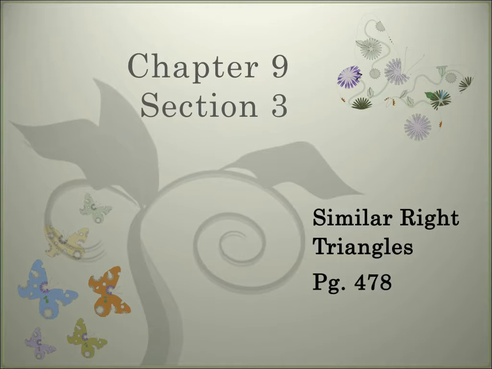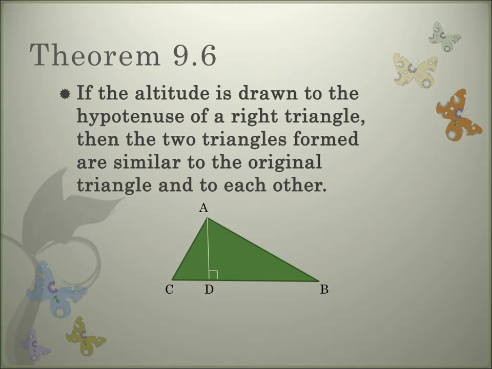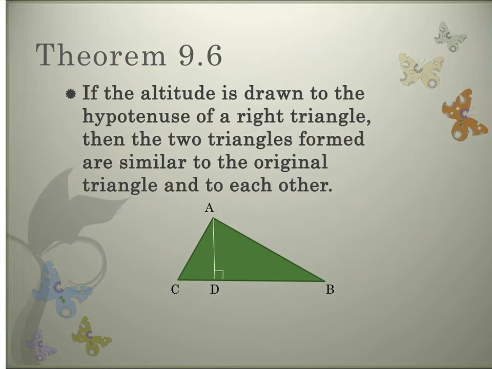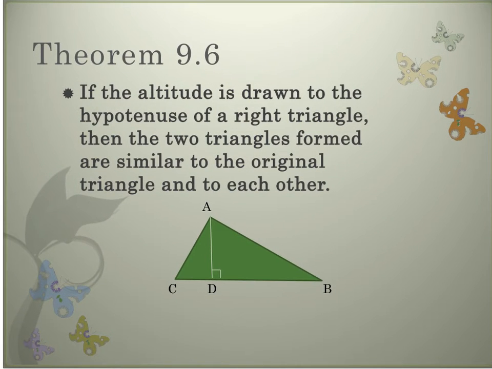So we're going to start chapter 9, section 3, and today we're going to talk about similar right triangles. So first thing that we're going to learn is a theorem, and this theorem states that if the altitude is drawn to the hypotenuse of a right triangle, it must be a right triangle for this theorem to work, then the two triangles formed are similar to the original triangle and to each other.